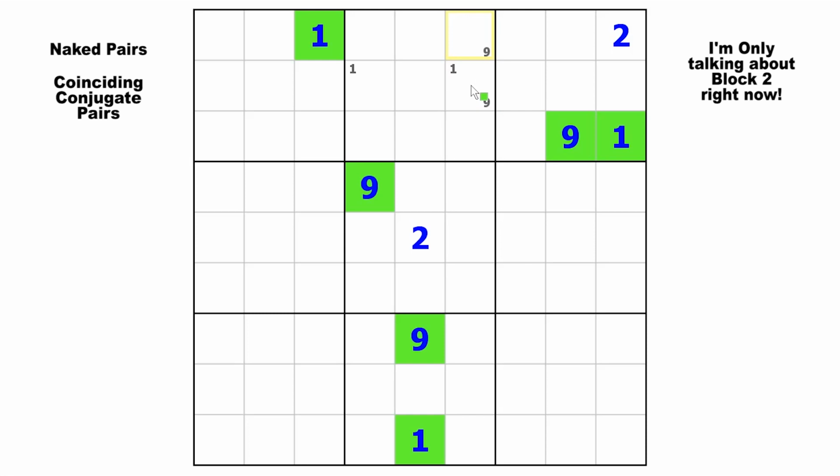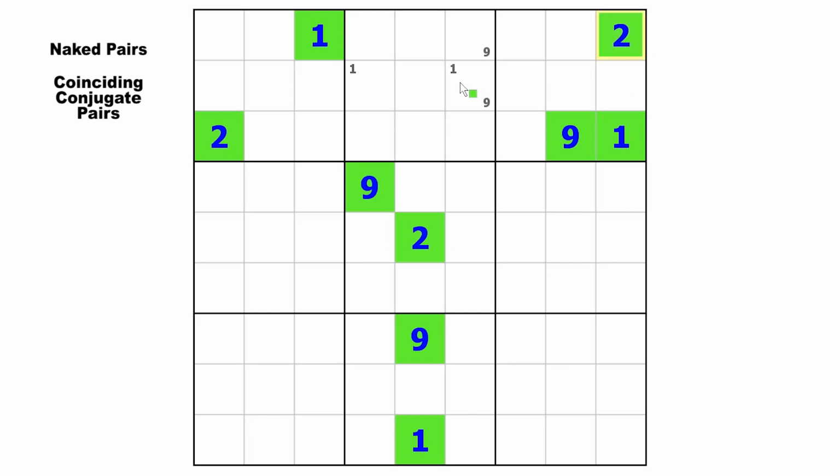Those are the only 2 cells left where a 9 can go. And then let's say you discovered that this cell in row 3, column 1 is a 2. So this 2, coupled with these other 2s, tells us that there is a conjugate pair of 2s in these 2 cells. Those are the only 2 cells in block 2 that can contain a 2. But now look what has happened.